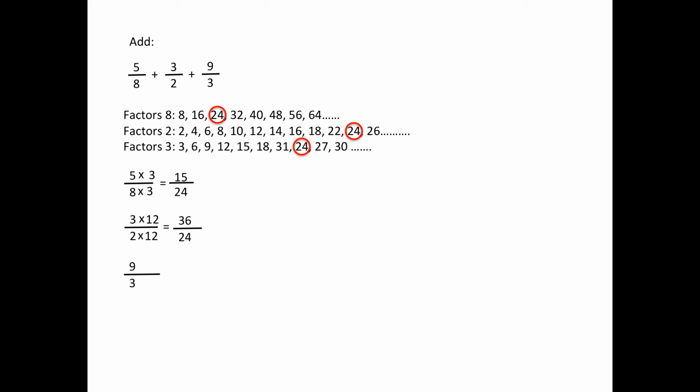And the last fraction, I need to multiply 3 by 8 to get 24. If you multiply by 8 in the denominator, you need to multiply by 8 in the numerator, and this is 72 divided by 24. Now I have the addition of 3 fractional numbers with the same denominator. What are you going to do? You add the numerators.